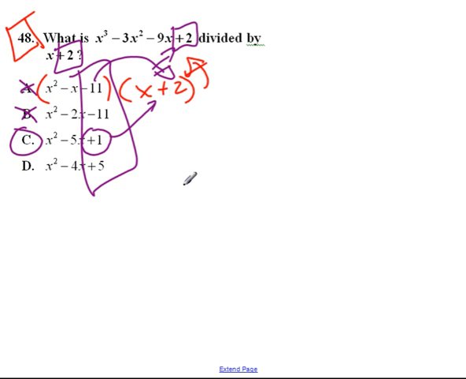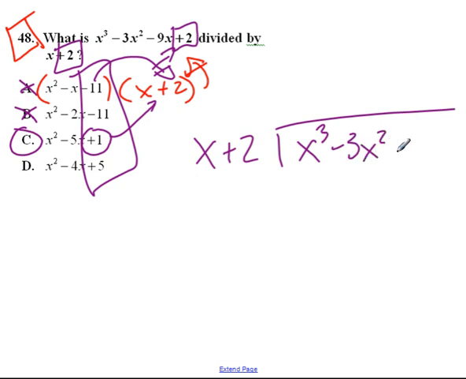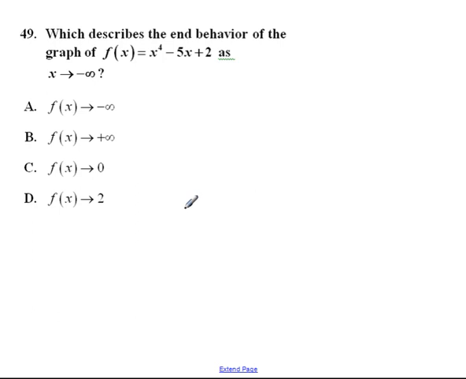I know you're probably upset that we haven't talked about how x plus 2 divides into x cubed minus 3x squared minus 9x plus 2 and how to do that long division style. Oh, you're going to be so excited when we finally get to do that in class. But, yeah, not right now.